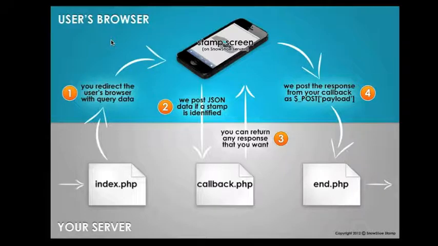This redirects the user to our servers and the stamp screen. Once the stamping action occurs, we post a JSON data, if a stamp is identified, back to callback.php. You can then return any response that you want from callback.php, as we showed you previously, and then we post the response from your callback as post payload to end.php. And that's pretty much the whole process.